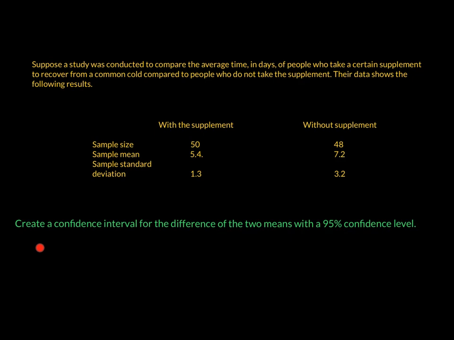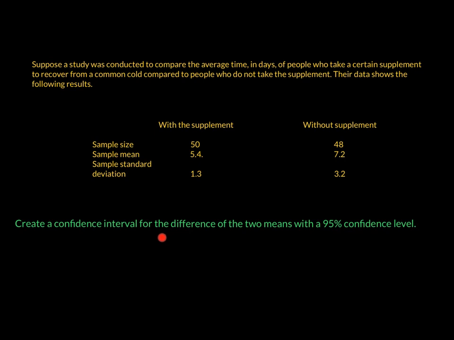First thing to note is that our case is with independent samples because we have two groups that are not related. The group taking the supplement has nothing to do with the group not taking the supplement. Aside from that, we have to consider the sample sizes. We have 50 and 48, which are both greater than 30. So that means we have a case of two independent samples with large sample sizes.